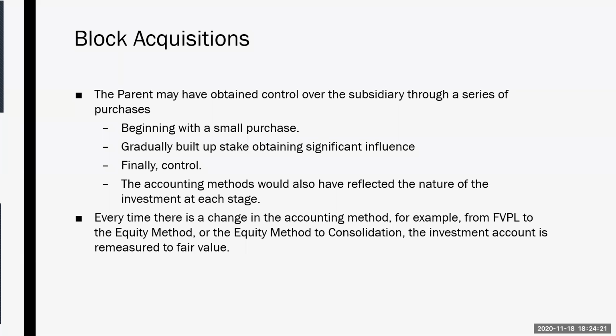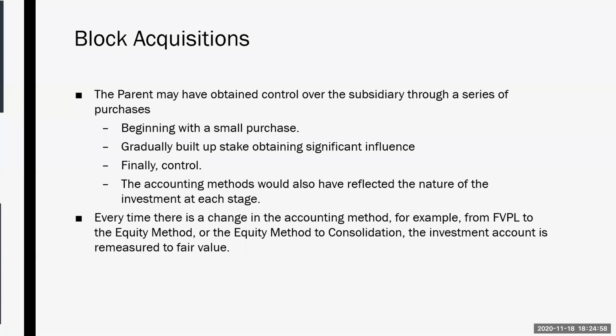Every time there is a change in the accounting method, the bottom line to keep in mind is that it is applied prospectively. So you don't make any retrospective adjustment. It's applied on a go-forward basis. And the investment balance before the change in the accounting method is revalued to fair value, with the resulting gain or loss recorded in net income, the P&L.